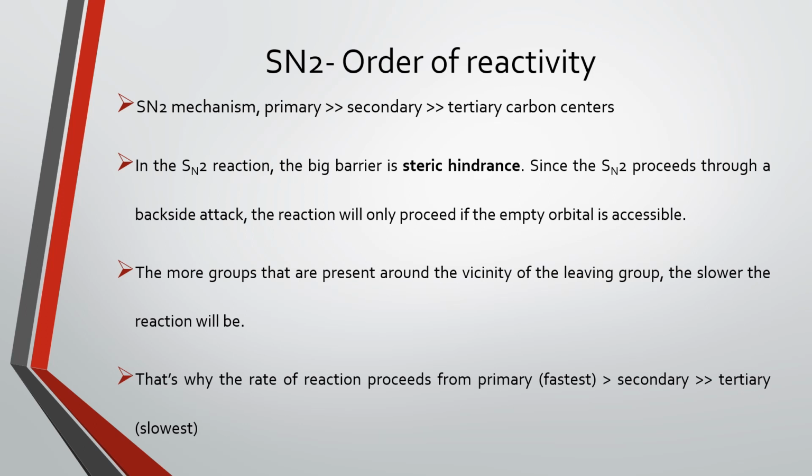That's why the rate of reaction proceeds from primary, which is fastest, with high reactivity, and then secondary alkyl halides have greater reactivity as compared to tertiary. So primary alkyl halides have the fastest reactivity, and tertiary alkyl halides have the slowest reactivity.